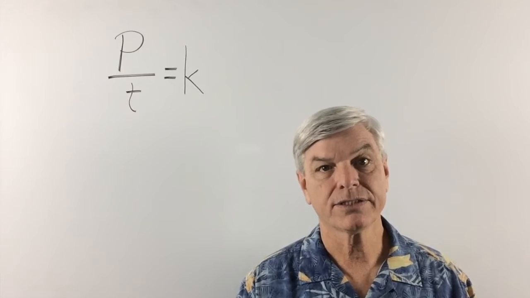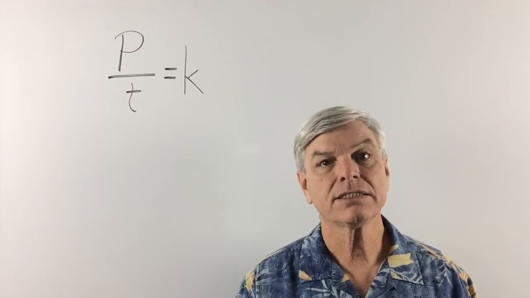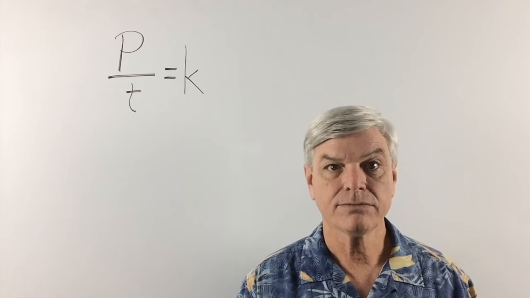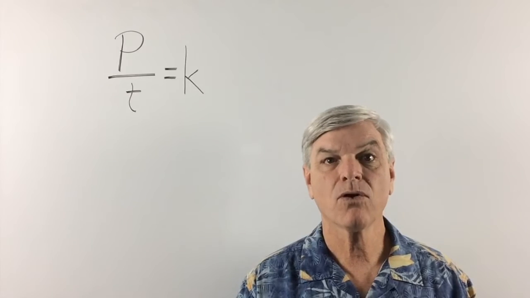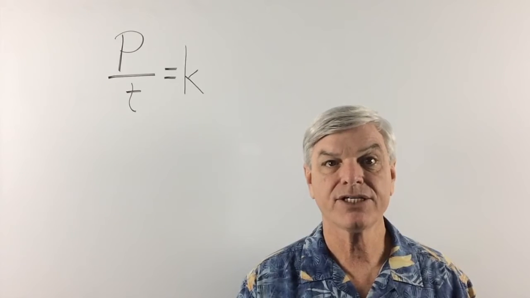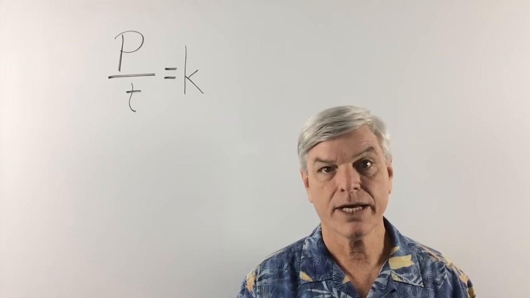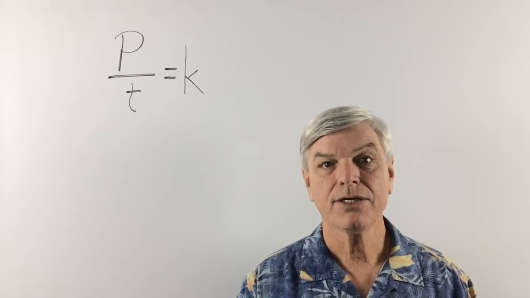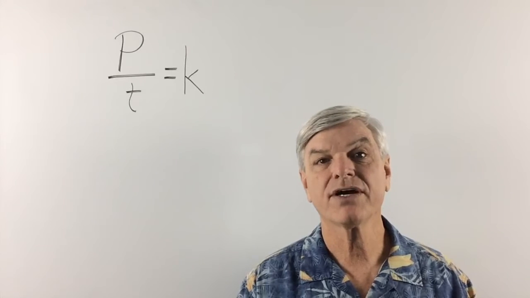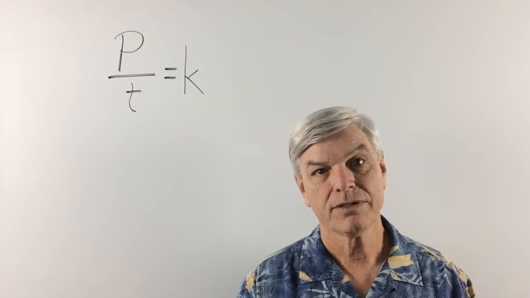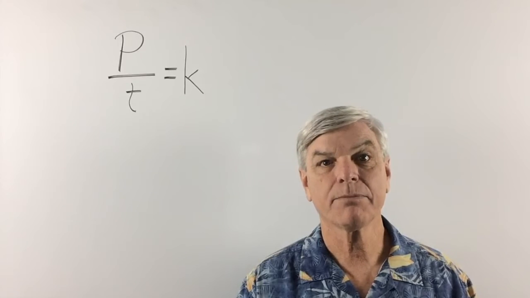But this is what kind of variation? One variable over another variable. What kind of a variation is that? That's a direct variation. Anytime we're looking for the constant, but we have one variable over another variable, that's directly proportional.